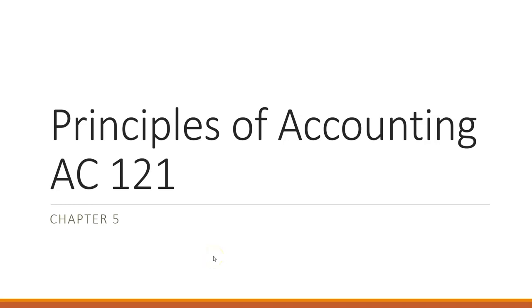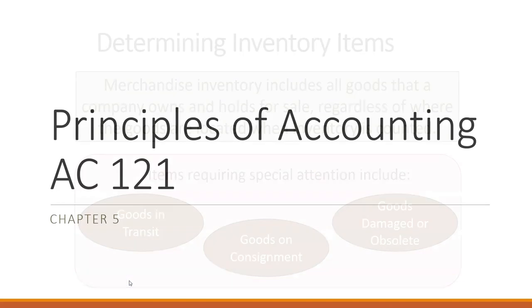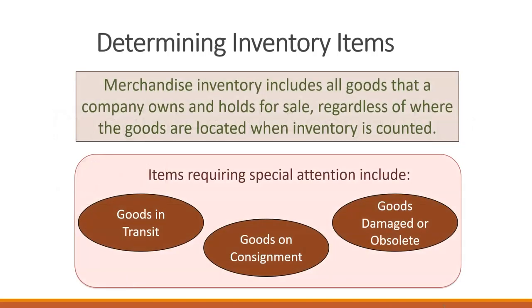Principles of Accounting, Chapter 5. In Chapter 5, we are going to discuss costing inventory. So in Chapter 4, we talked about buying and selling inventory, and now we're going to talk about how businesses record the cost of inventory when they buy inventory at different price points.